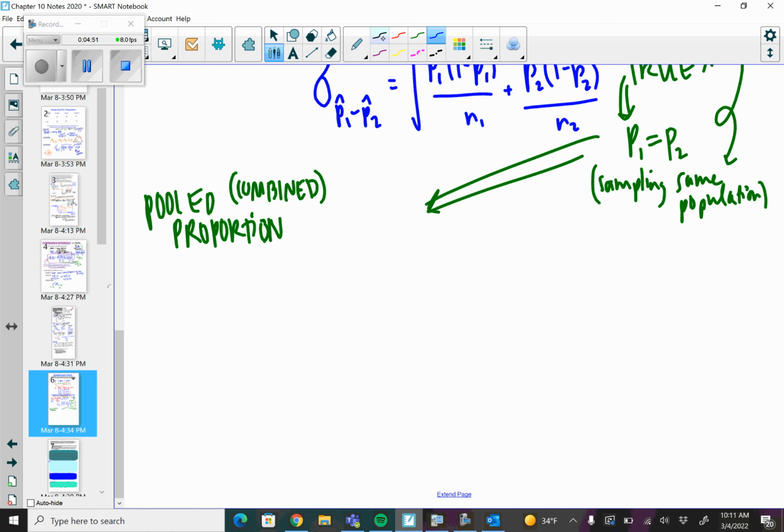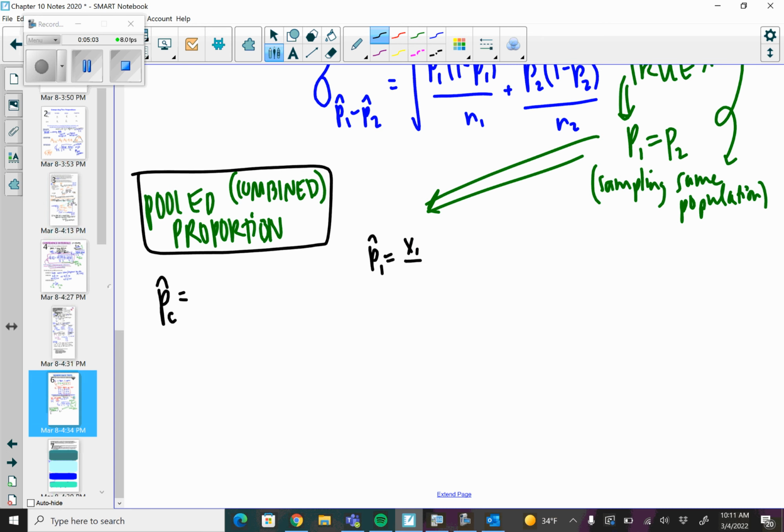What is a pooled proportion? Well, p hat C is going to be a combination of our statistics. If we think about it, p hat 1 is x1 over n1, and p hat 2 is x2 over n2. If our assumption again is that we are sampling from the same population, then these two samples need to be combined to make up this pooled proportion, which is x1 plus x2 over n1 plus n2.